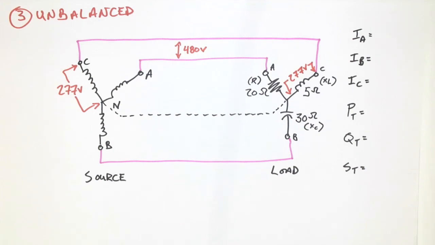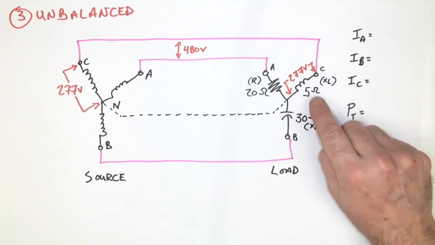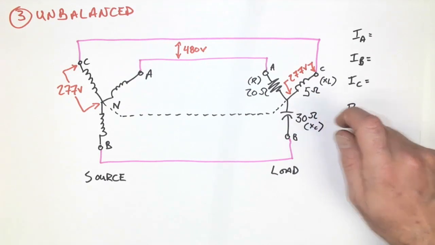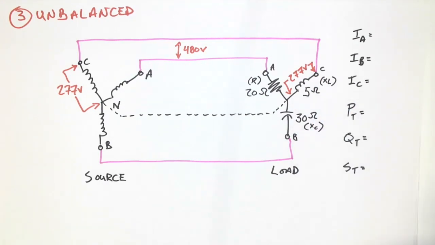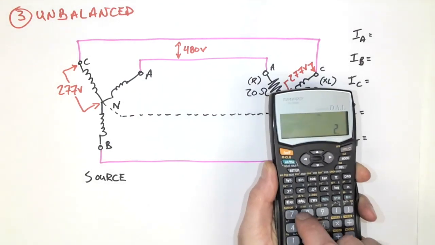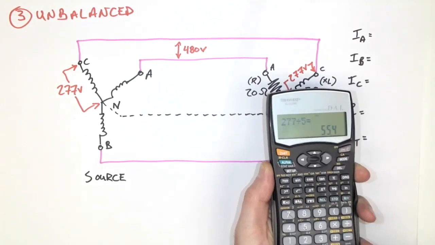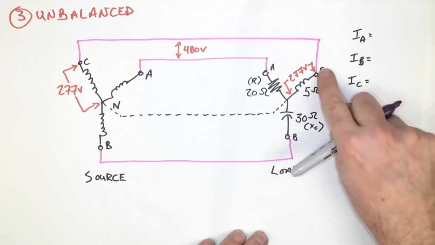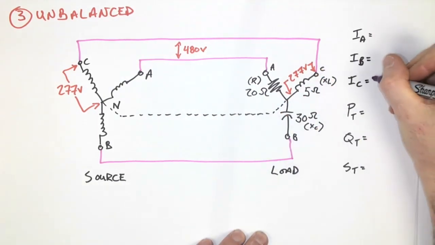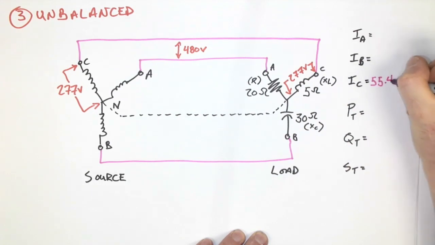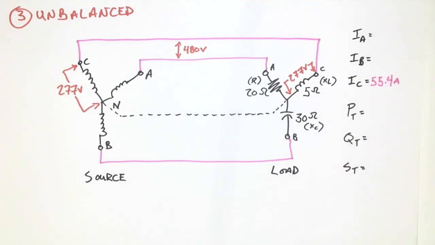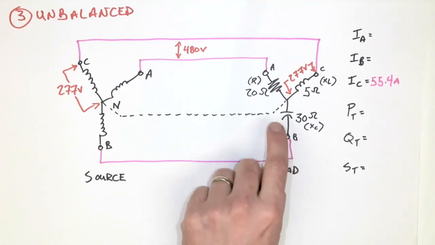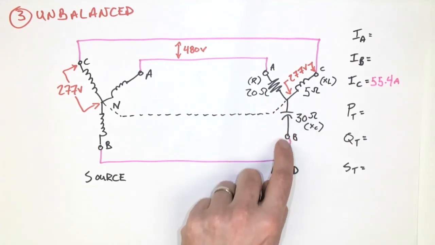So Ohm's law will simply dictate that if we take the voltage and divide it by the ohms, we end up with the current. So 277 divided by 5 gives me 55.4 amps. So I'm going to enter that in. That would be for C, 55.4 amps.